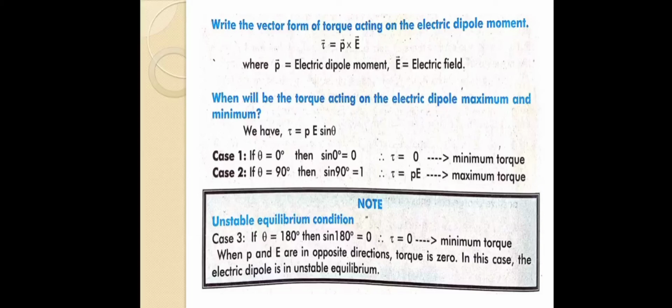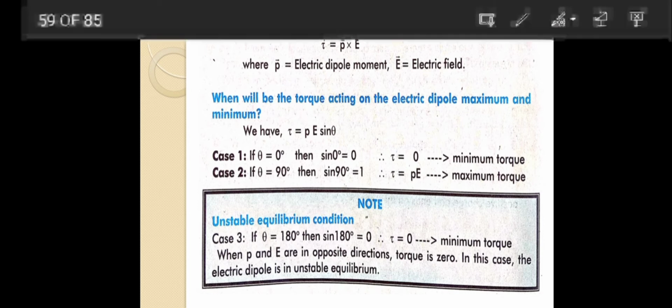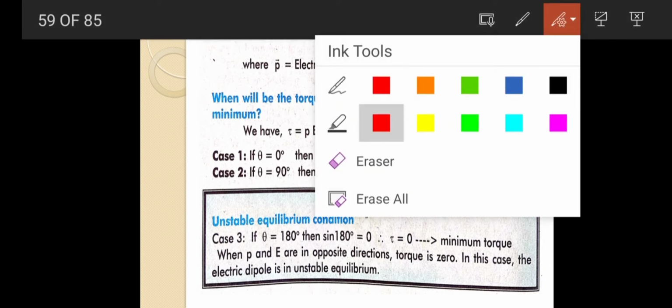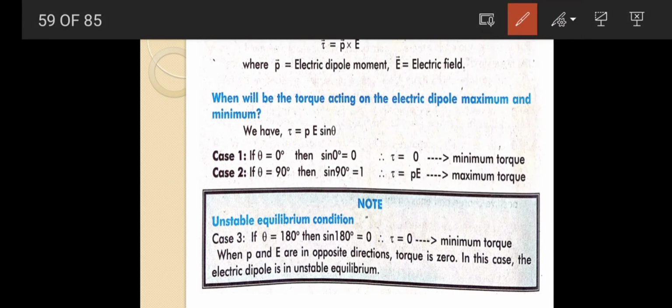In the last class, we derived an expression for torque acting on an electric dipole which is placed in a uniform electric field. Now, let us try to write the vector form of torque acting on the electric dipole. This is the expression which gives the torque acting on an electric dipole placed in a uniform electric field. The derivation we have already done. Now we need to write torque acting on an electric dipole in vector form.